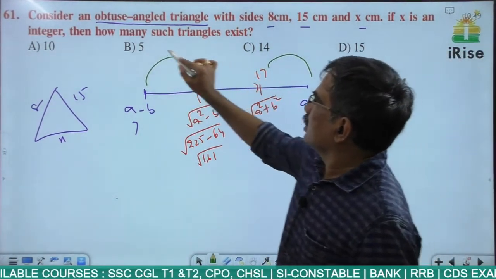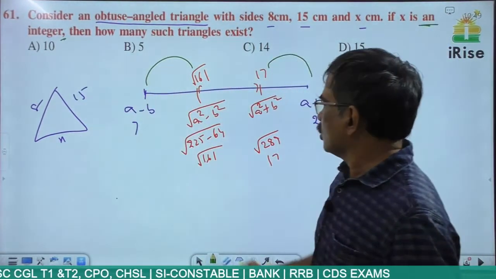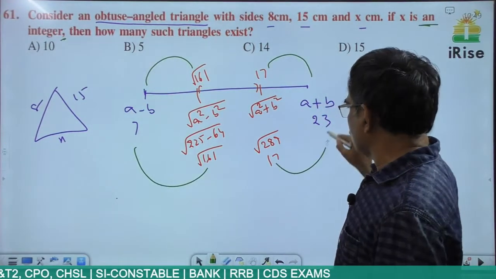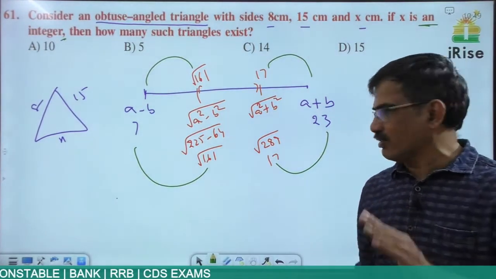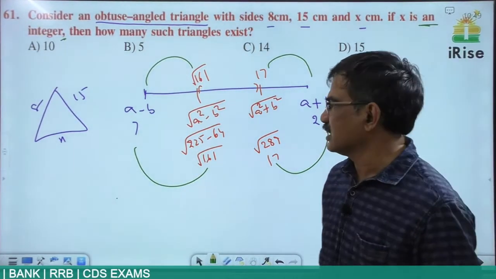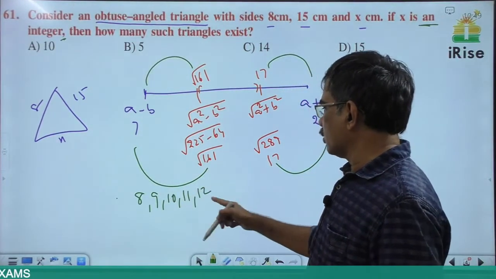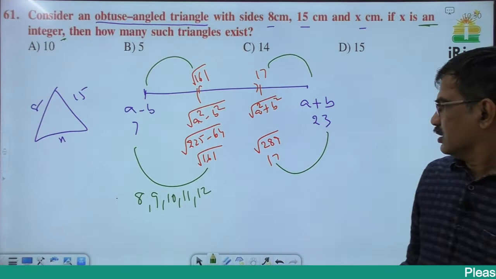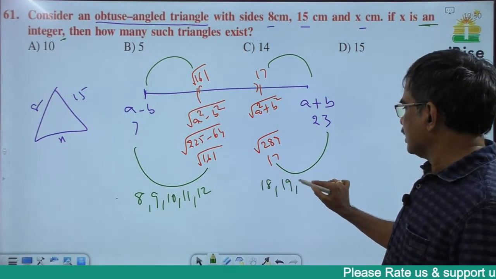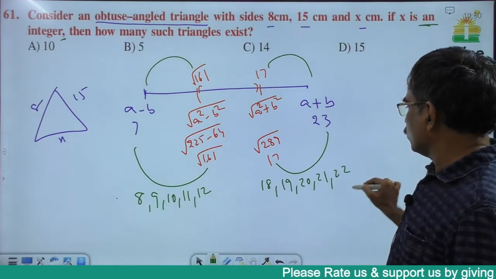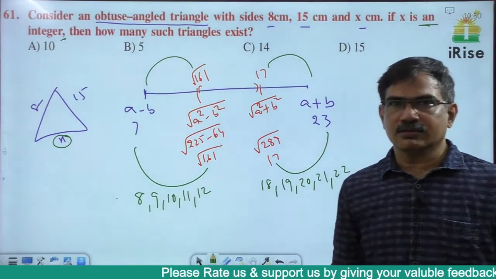So here, how many such triangles exist if x is an integer? How many integers are there between these two and these two? Here 7 is not possible. It must be more than 7 and less than root of 161, which is an integer: 8, 9, 10, 11, 12. 12 squared is 144. Similarly, 17 is not possible, so more than 17: 18, 19, 20, 21, 22. These are the integers for the third side of an obtuse angle triangle.